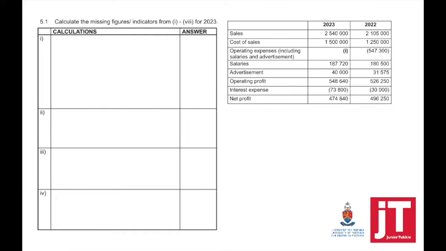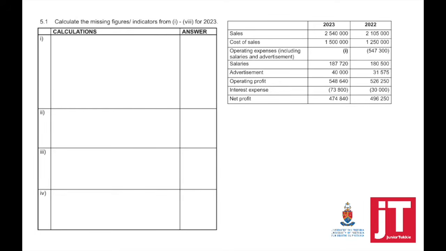So calculate the missing figures indicated from number 1 up to number 8. Number 1, we need to find the operating expenses. It says there, including salaries and advertisement, and that's important because once you've calculated the figure for operating expenses, don't go and add salaries and advertisement. It says it's included in there.